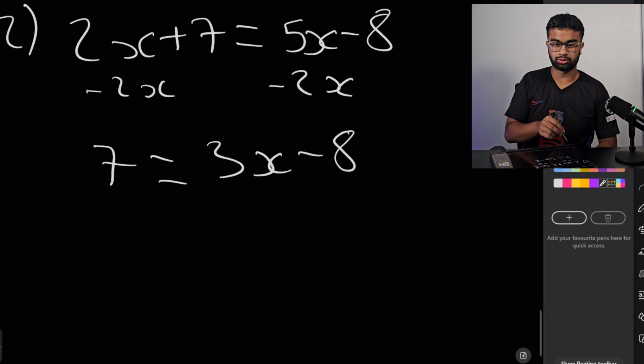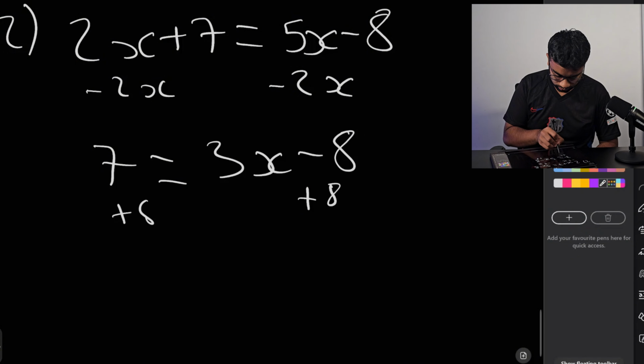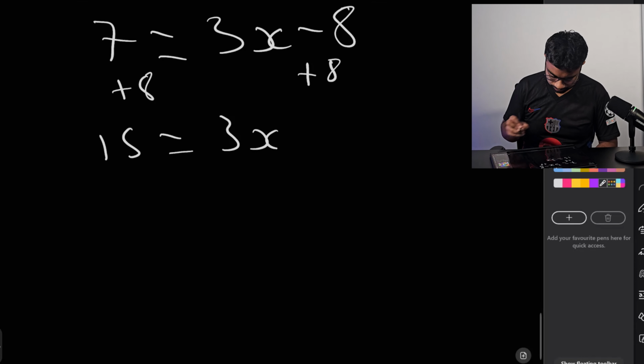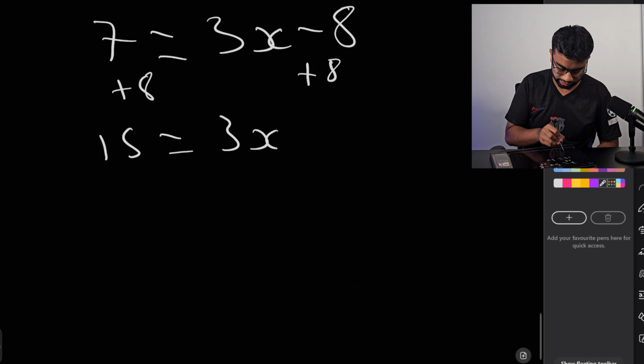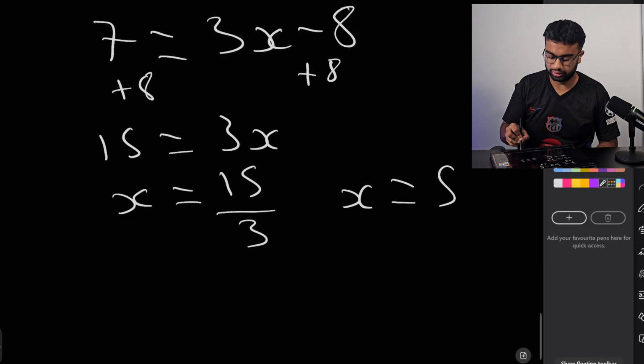We want all the numbers on one side, so let's add 8 to both sides. And we'd get 15 is equal to 3x. We can just divide both sides by 3 to give us x equals 15 over 3, which is just x equals 5. So we've solved for x.